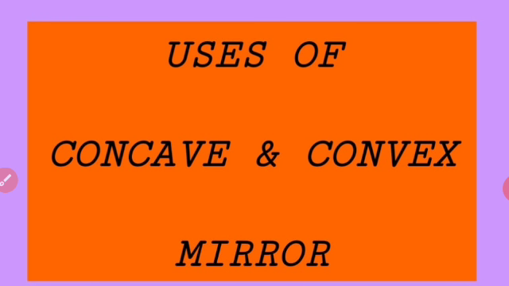Concave mirror has got a property that when parallel rays fall on the concave mirror, they all get focused at the principal focus. This is the converging nature of concave mirror. Whereas in case of convex mirror, when parallel rays fall on the convex mirror, they diverge from the surface. Thus, convex mirror has a diverging nature. Based on these facts, we shall see the practical use of concave and convex mirror in daily life.